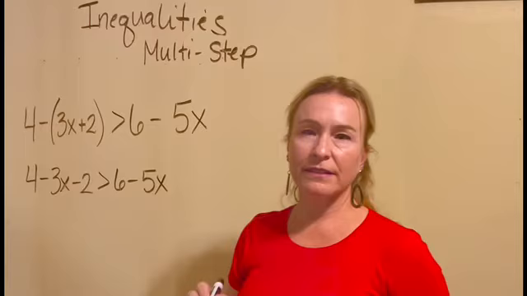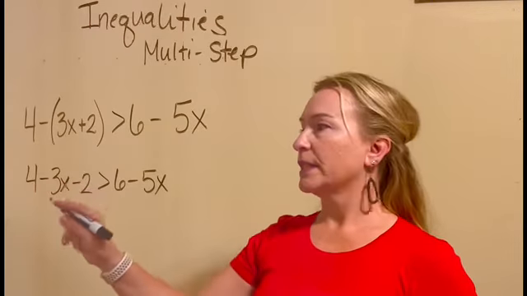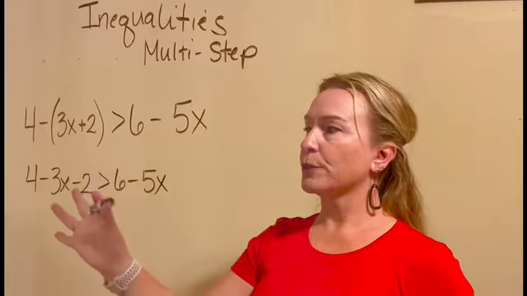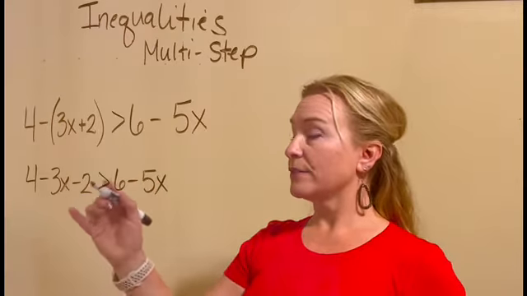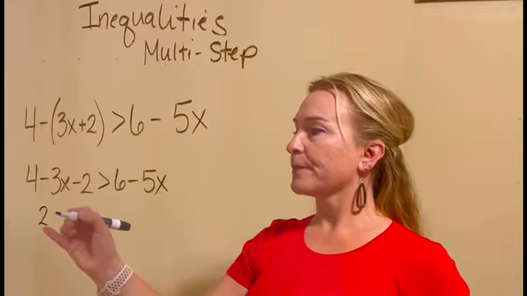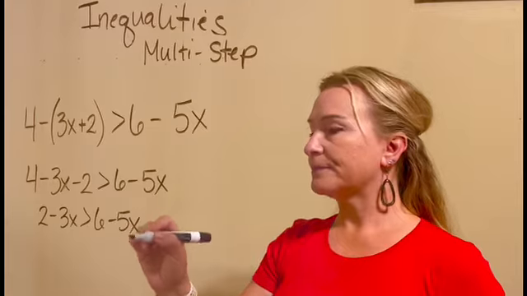I need to start by collecting some like terms. On the left-hand side of my inequality, I have a positive 4 and a negative 2. So I'm going to pull those together real quick. So that is a positive 2. I'm just going to put that out front. Minus 3x is greater than 6 minus 5x.